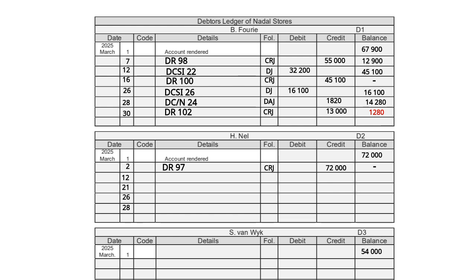Then on the 12th, it says, credit sales of inventory, HNL 16576. So we know DJ is the journal when a credit sale takes place. It is duplicate credit sales invoice number 23. Go back to the journal to see the number. The amount is 16576 in the debit column, and the balance is now 16576.